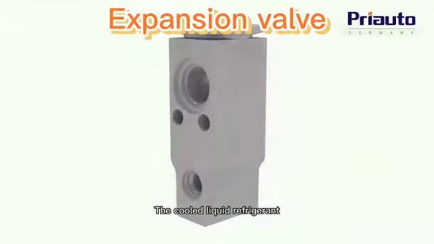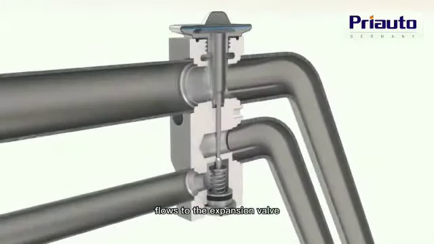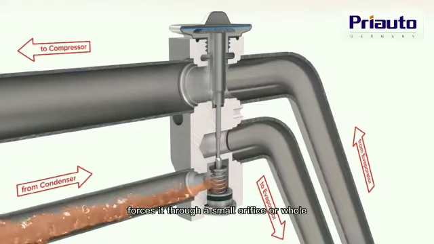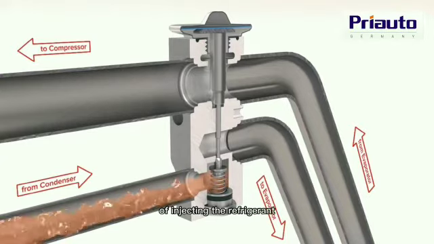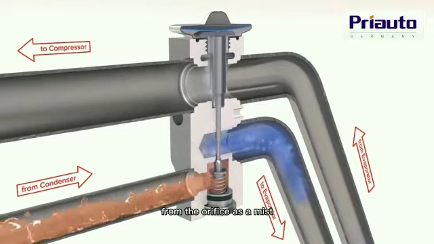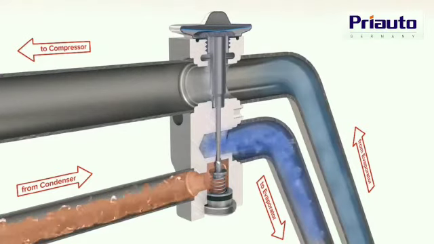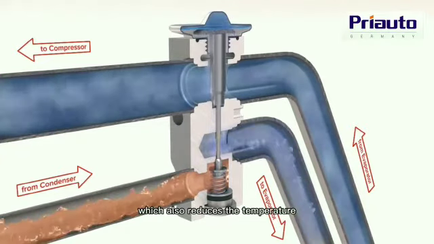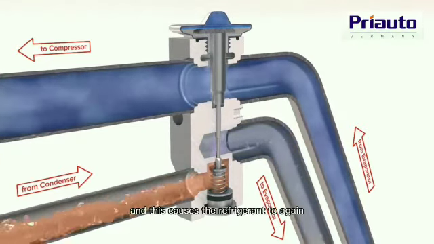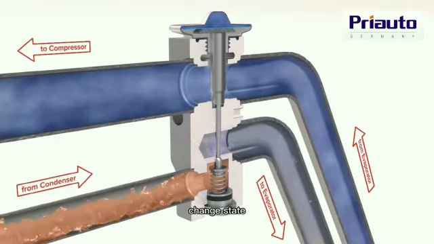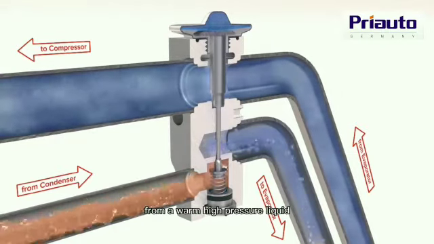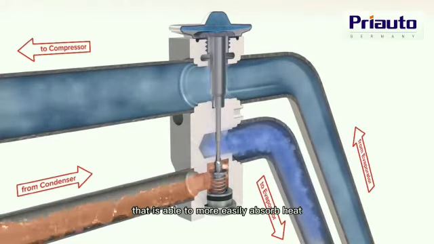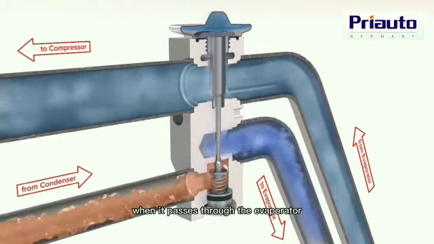The cooled liquid refrigerant flows to the expansion valve, where the high pressure of the refrigerant forces it through a small orifice or hole, and this has the effect of injecting the refrigerant from the orifice as a mist that is then able to expand. The expansion allows the pressure to reduce, which also reduces the temperature, and this causes the refrigerant to again change state from a warm, high-pressure liquid into a cooler, low-pressure mist that is able to more easily absorb heat when it passes through the evaporator.